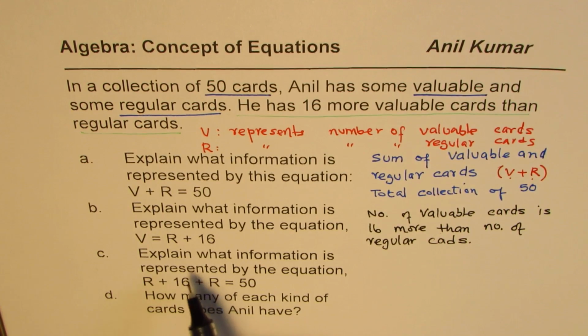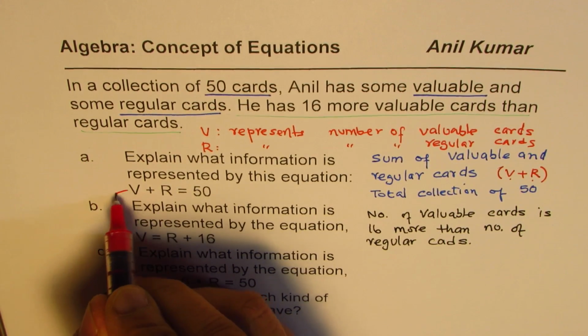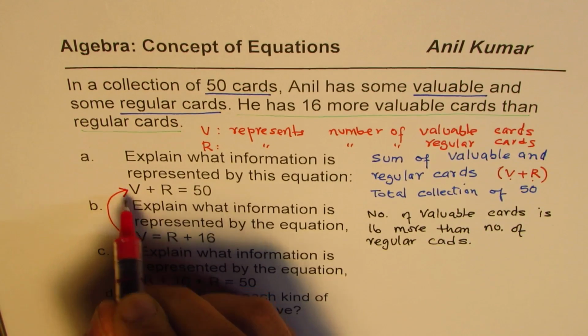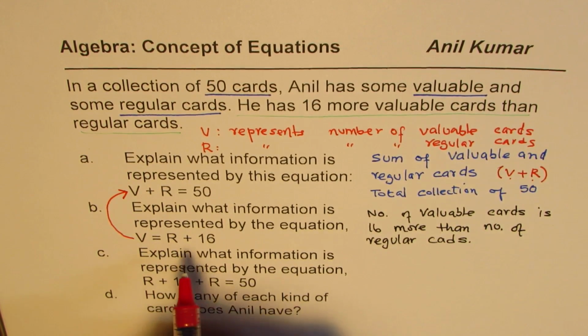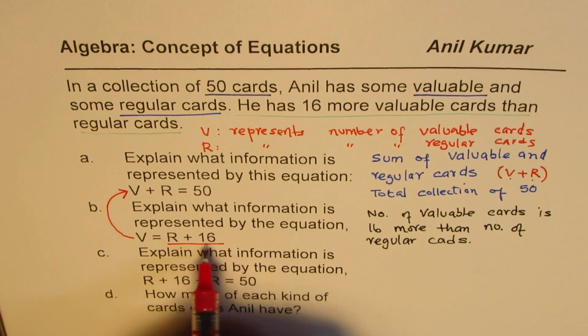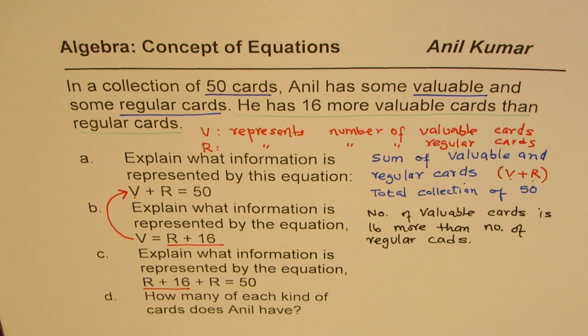Now C is, explain what information is represented by this equation: R plus 16 plus R equals 50. So as you can see, what we have done here is that we have substituted the value of V in the first equation, right? So we have actually replaced V with R plus 16 here. So instead of V, we have written R plus 16, right?